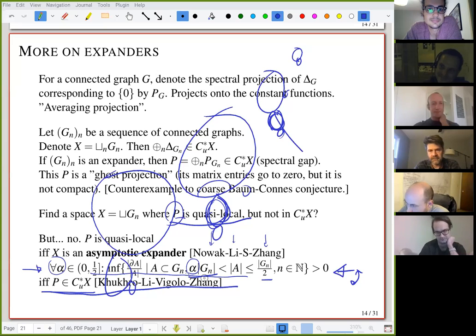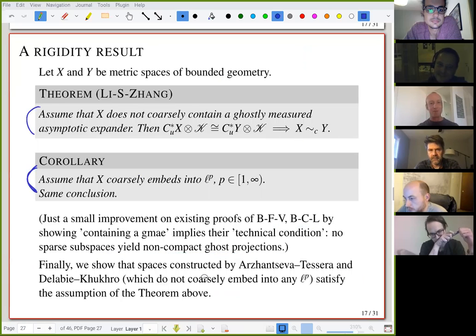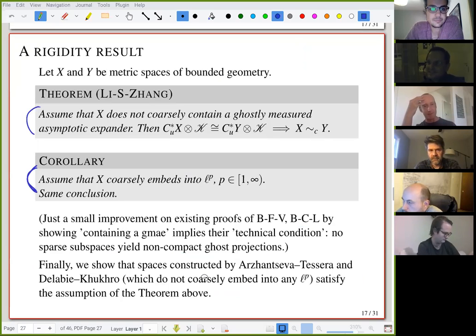Maybe just a comment, or to clarify for myself. Your theorem at the end said something like that if you don't coarsely embed in L2, for example, then you have none of these measured expanders, and therefore the same conclusion: you satisfy the technical condition. If you just use L2, that's in the work of the people with these initials, rather Ferrara, I guess, in that case. But in their case, it goes via some complicated K-theoretic arguments to say that the sparse subspaces with non-compact ghost projections can't exist.